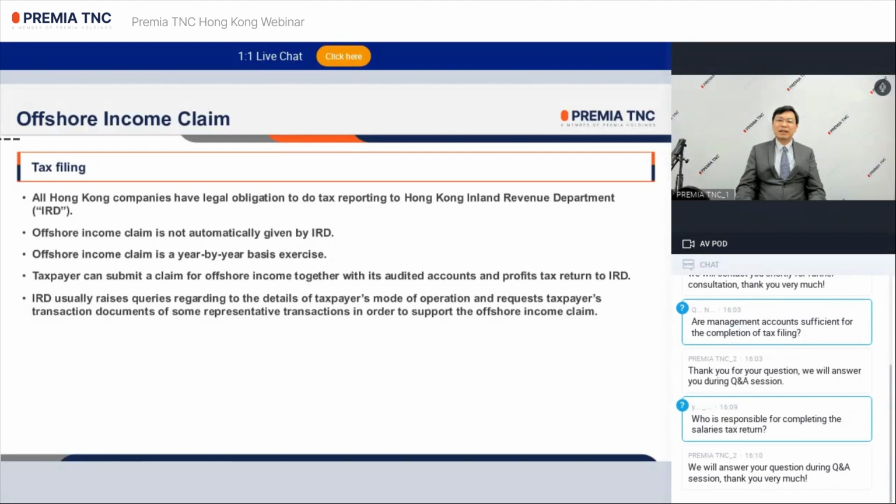Taxpayers can submit a claim for offshore income together with their audited accounts and profits tax return to IRD. After receiving the application of offshore income claim, IRD will assess the case and usually raise queries regarding the details of taxpayers' mode of operation and request taxpayers' transaction documents of some representative transactions in order to support the offshore income claim.